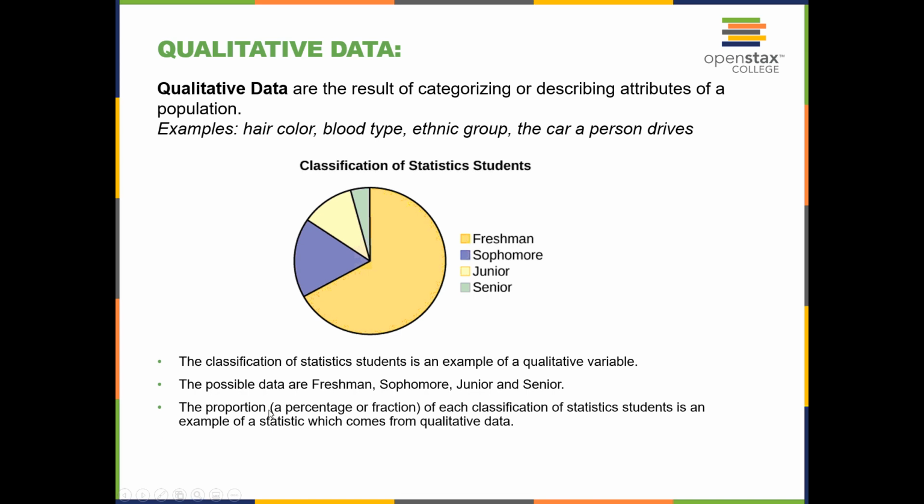The proportion, which is a percentage or fraction, of each classification of statistics students is an example of a statistic which comes from qualitative data.